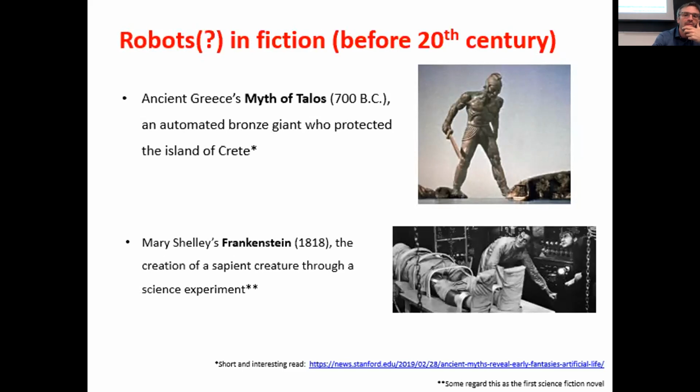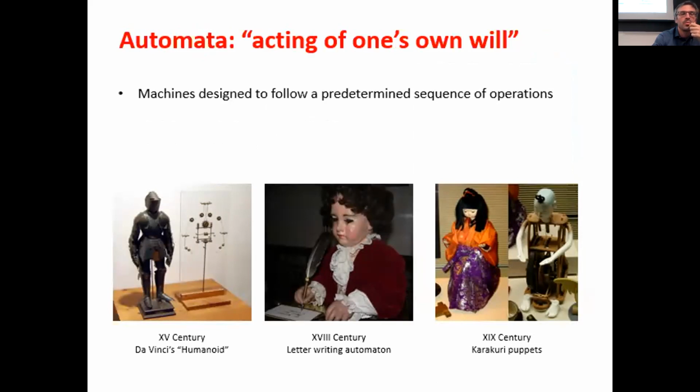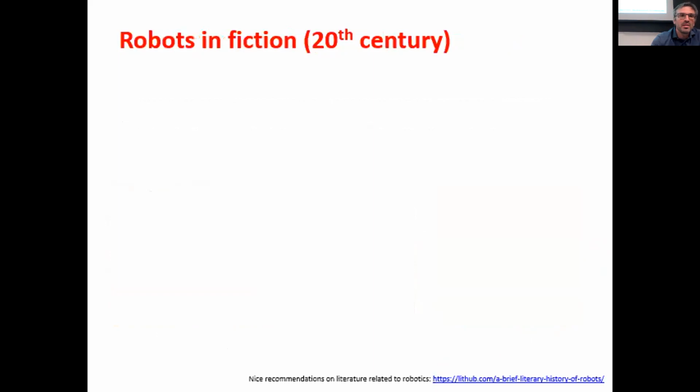And back in the 18th century, or even before, some machines were built to perform a predetermined sequence of operations. You see Da Vinci's humanoid on the left, and some maquettes that were just executing a task alone. So they were very nicely built, but they were just doing these motions, which was working, but not for any use, just for entertainment.